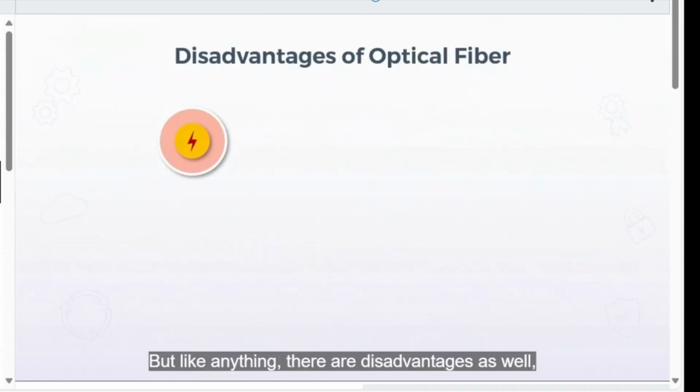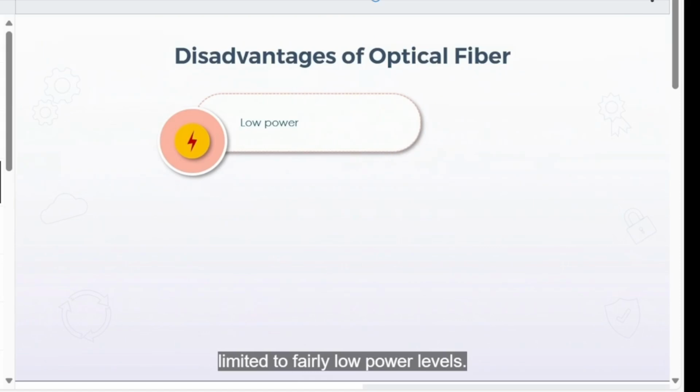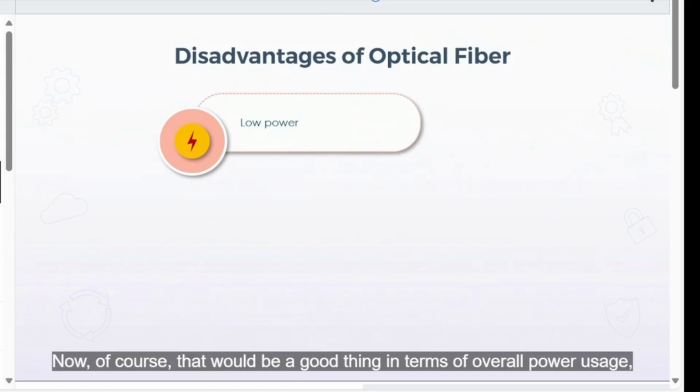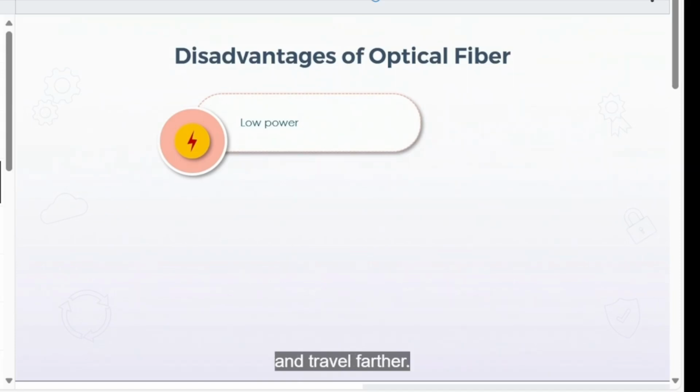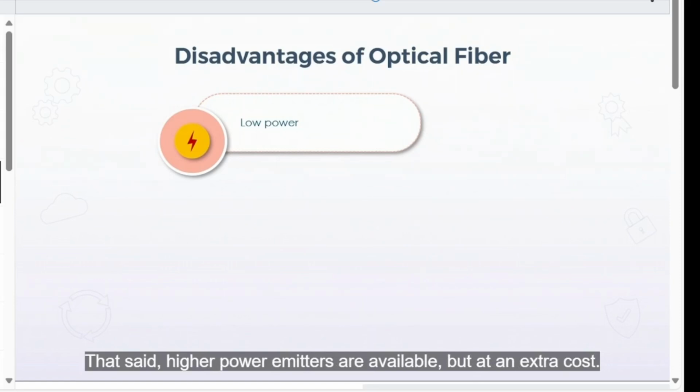But like anything, there are disadvantages as well, including the fact that the light sources are typically limited to fairly low power levels. Now, of course, that would be a good thing in terms of overall power usage, but quite simply, a brighter light will produce a better quality signal and travel farther. That said, higher power emitters are available, but at an extra cost.